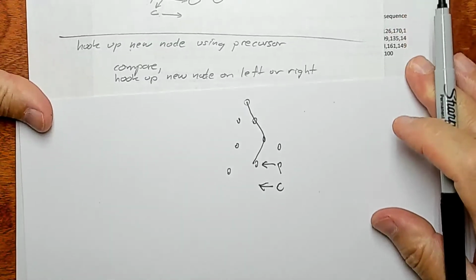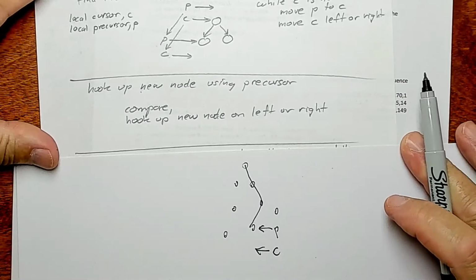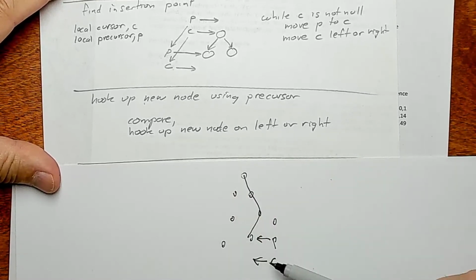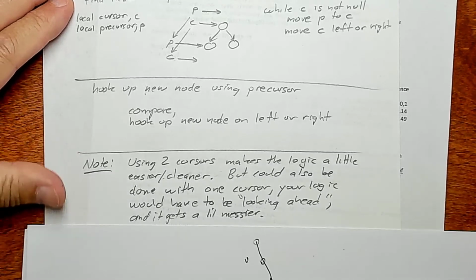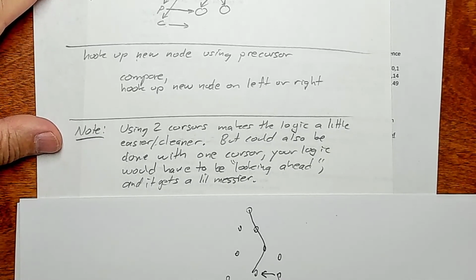And at that point, you need to hook the node up. So you just do a comparison of the data with the data that's in P here, and then hook up the new node either to the left or to the right of P. That's it. It's pretty simple. Here's a little note on messing around with the cursors.